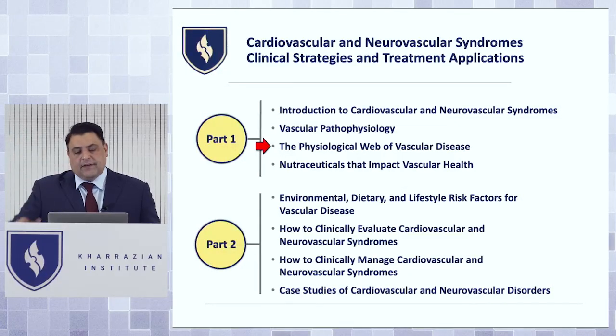Okay, so now in this section, we're going to go over the physiological web of vascular disease. And basically, what we're doing is we're going to go into more of an upstream mechanism of things that cause vascular disease. In the vascular pathophysiology, we're really more downstream. So things like vascular endothelial dysfunction and injury, and endothelium permeability, and oxidation of LDL, and atheromas, and hypertensive changes. Those are all the things that are happening downstream.